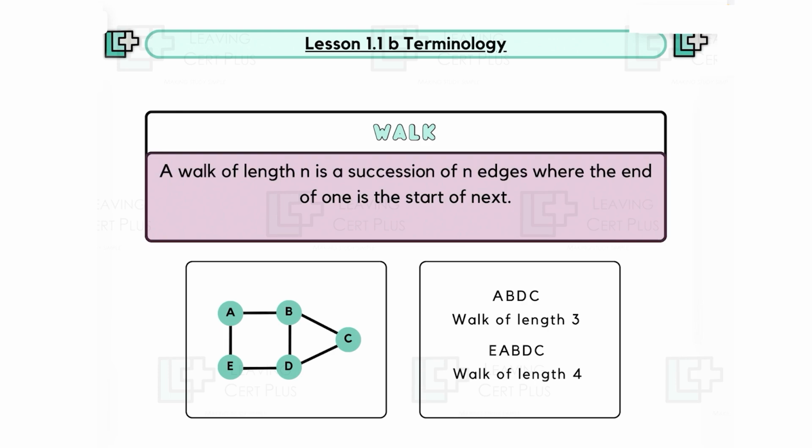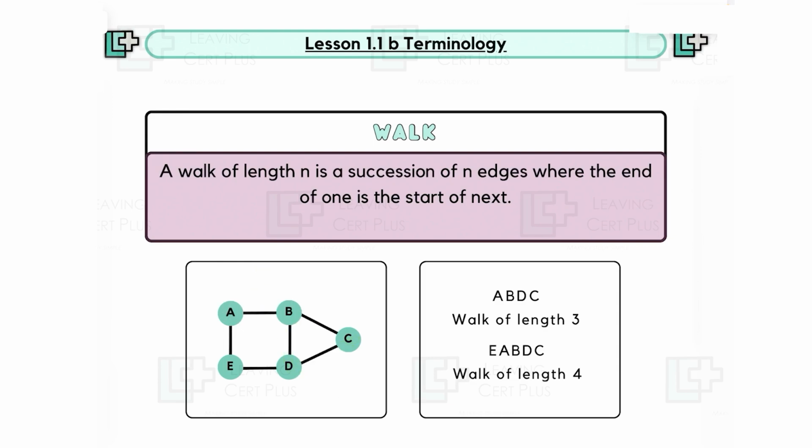So a walk of length n is a succession of n edges where the end of one is the start of the next. That just means that I'm going from node to node. I'm just counting how many edges I go, and that's the length of my walk. Like A, B, D, C. So I go from A to B, and then B to D, and then D to C. That's a walk of length 3 because I've got 1, 2, 3 edges along that walk.